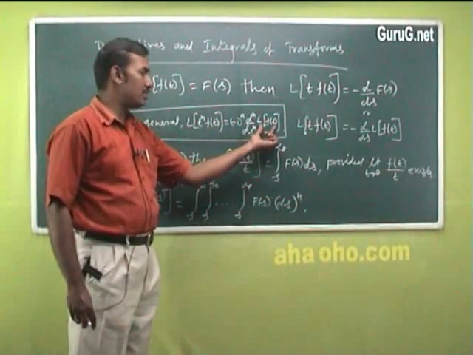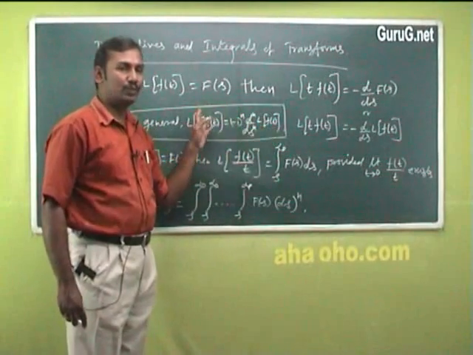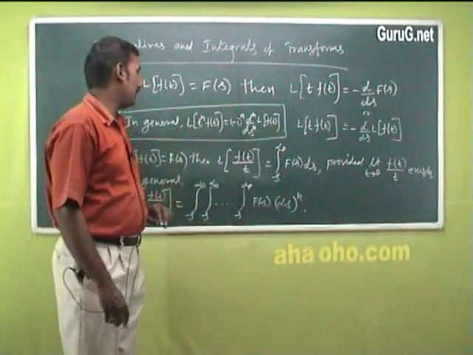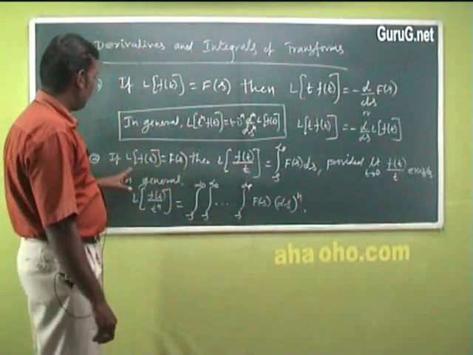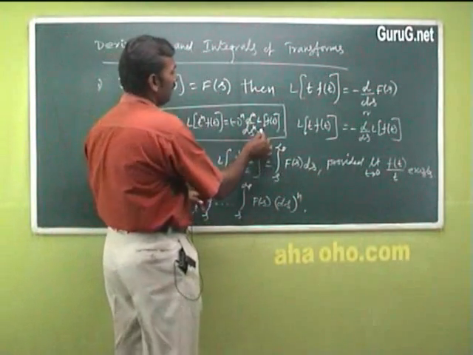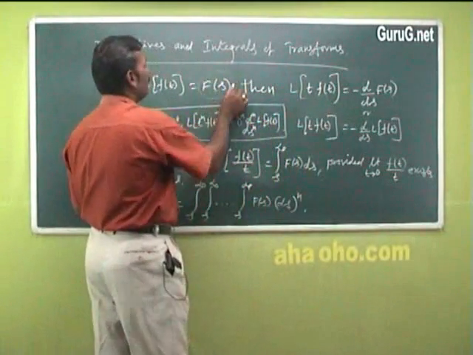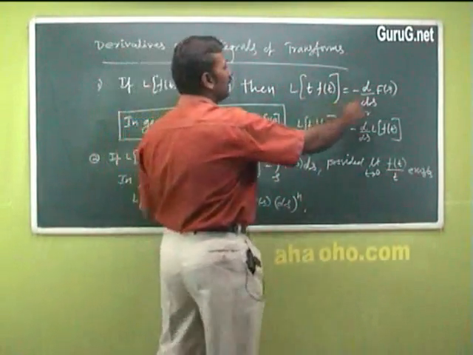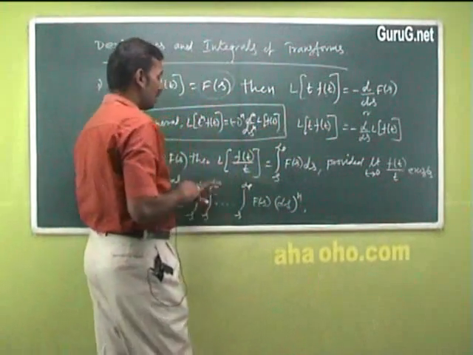Now you have to differentiate this 2 times. If it is cube, differentiate 3 times; if 4, 4 times, like that. Okay, this is of the form t into f of t, and that is why we call it the derivative of the transform. The transform is f of s, and we are differentiating the transform, so we call it the derivatives of transforms.